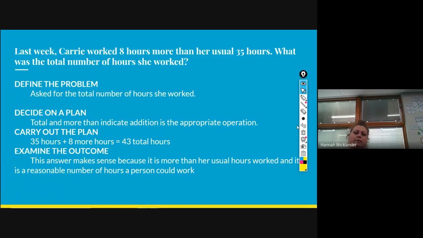So I'm doing all these different steps to show you guys my thought process for solving story problems. You do not have to do all this when you're solving. I just need the number answer from you. I'm just showing you how to think about it so that you can solve them better.